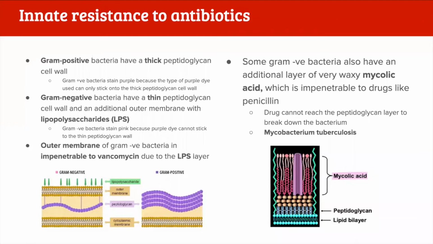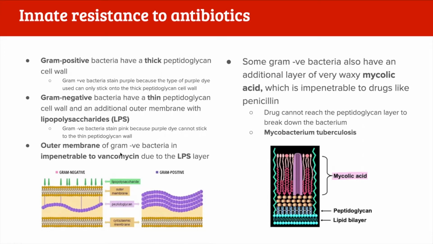Okay, so innate resistance to antibiotics. So you should have learnt by now that gram-positive bacteria have a thick peptidoglycan wall. So the reason why gram-positive bacteria stains purple is because of this thick peptidoglycan cell wall, because the purple dye sticks to it very well, whereas your gram-negative bacteria have a thin peptidoglycan wall. And this is why it usually stains pink, because the purple dye doesn't stick well to the thin wall. And also gram-negative bacteria have an additional outer membrane with lipopolysaccharides attached to it, so LPS, and you can see here, gram-negative. You can see that it's a thin peptidoglycan wall compared to your thick wall in gram-positive bacteria. And there's also an outer membrane and your lipopolysaccharide layer.